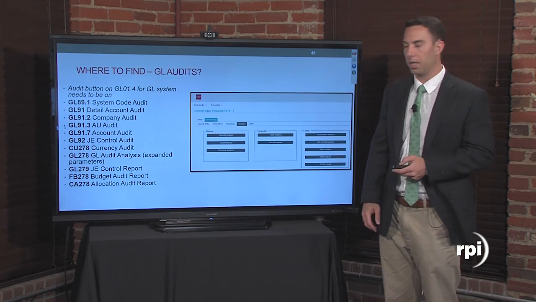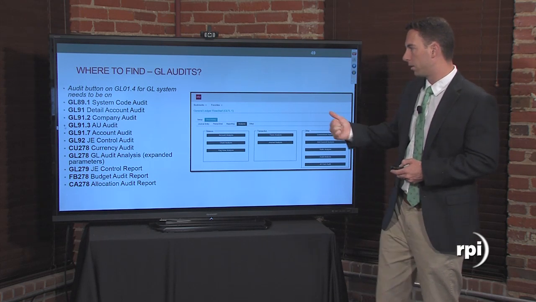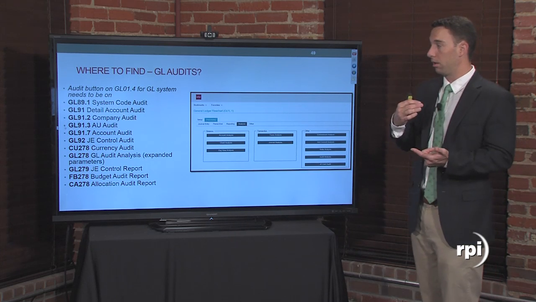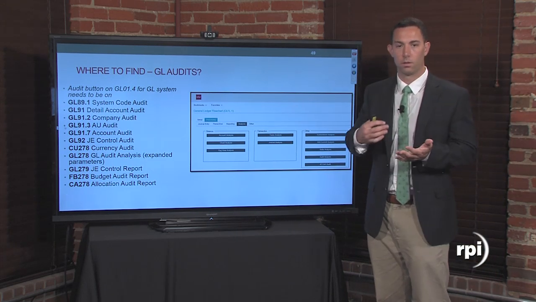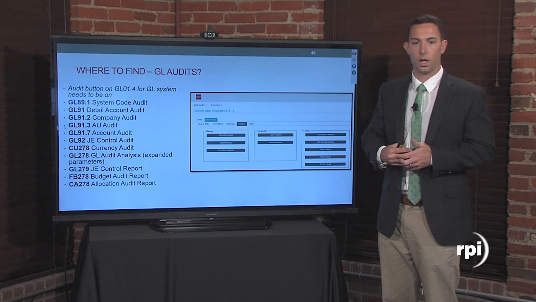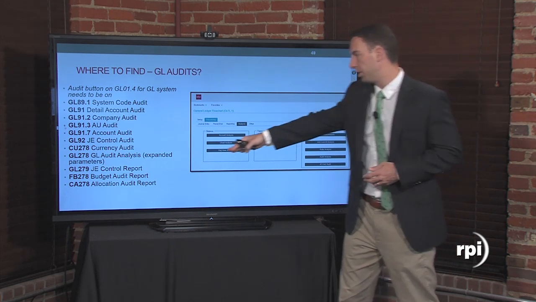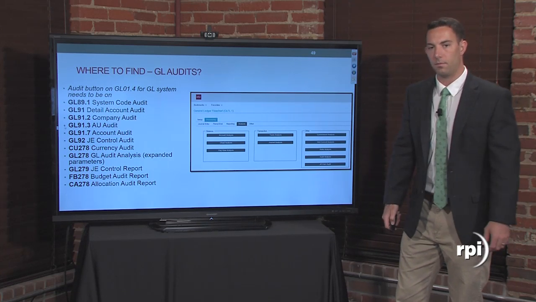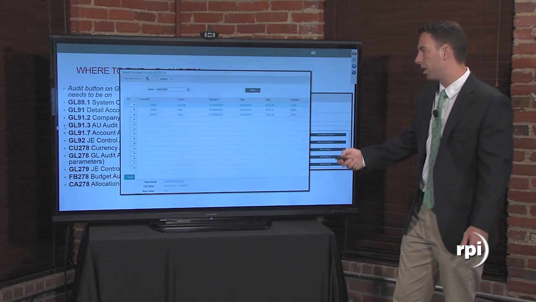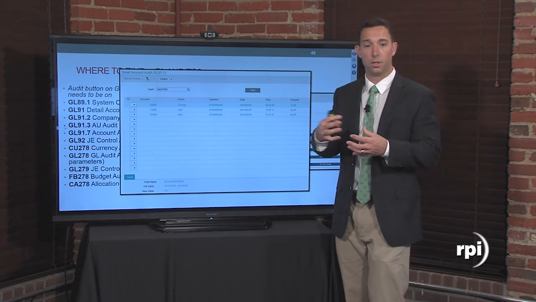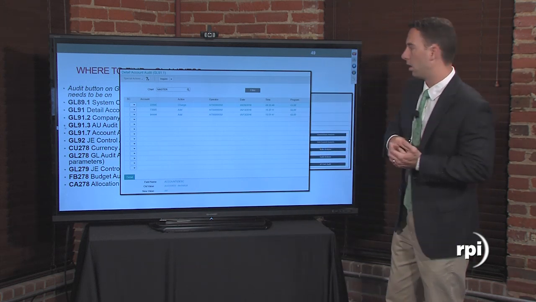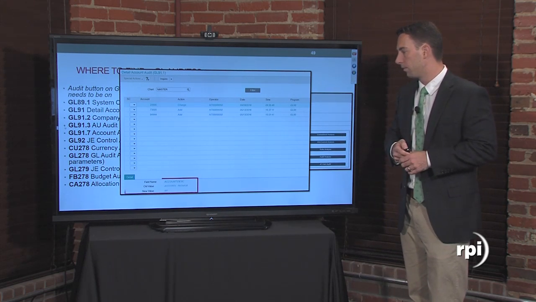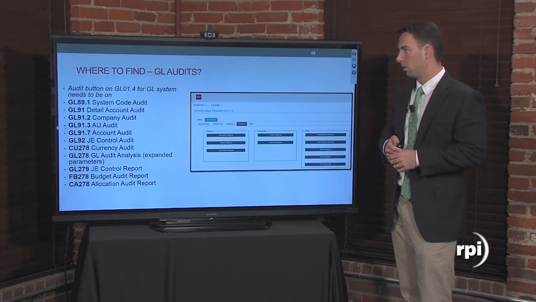And last but not least, our general ledger. What can we audit? Well, first, flip the flag on GL01.4. From that point on, we can audit system codes, detail accounts, summary accounts, accounting unit changes. And then the GL278 is going to be a report form for all of that. So a lot of really good auditing information in there. You can actually track who changed or deleted journal entries. That's on your GL92.